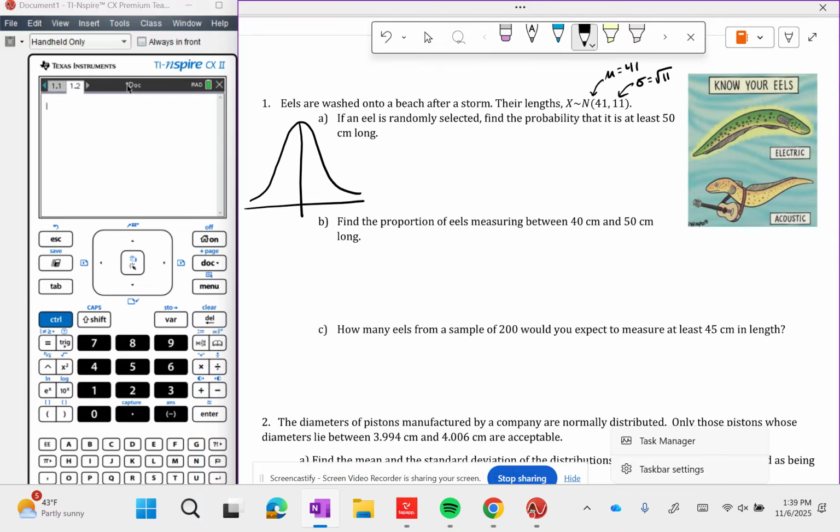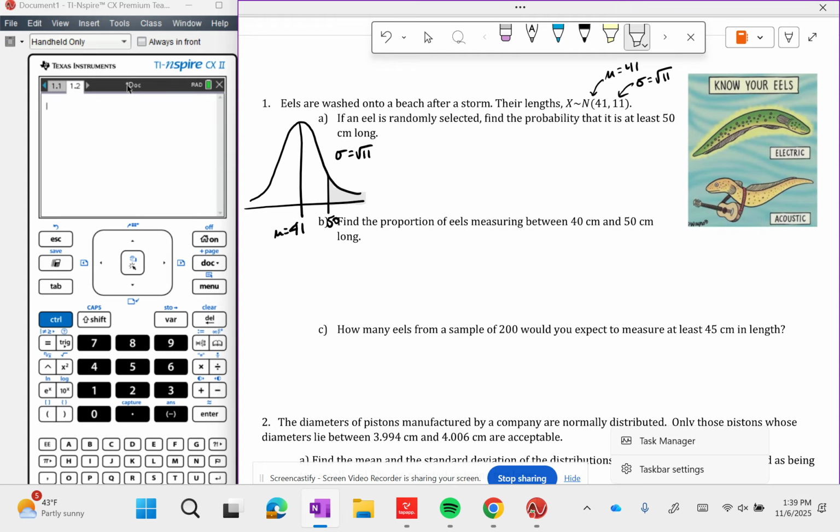All right, so now, if an eel is randomly selected, find the probability that it is at least 50 centimeters long. So this is the mean. This is the standard deviation. And I'm going to put that 50, it looks like it goes above the mean because the mean is 41, right on my curve. And then I want it to be at least 50 centimeters long. So I'm going to shade a little bit of this, right? Is that not what we're looking for?